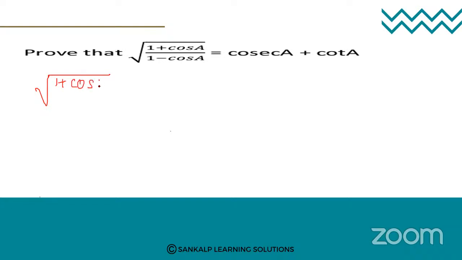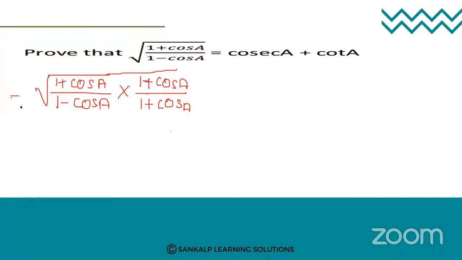1 plus cos A ಏನು ಕೊಟ್ಟಿದ್ದಾರೆ ಹಾಗೆ ಬರೀರಿ, 1 minus cos A. Right. So what will I do? Here 1 minus cos A is there, so I will multiply 1 plus cos A to both the sides, numerator and denominator. ಅಲ್ಲಿ ನಾನೇನ್ ಮಾಡ್ತೀನಿ, 1 plus cos A ಅನ್ನ multiply ಮಾಡ್ತೀನಿ. So under root it is. Okay, so I will multiply 1 plus cos A to both numerator and denominator.